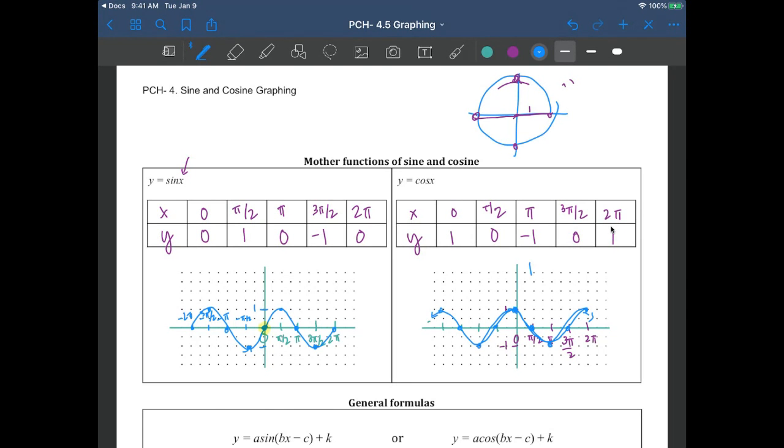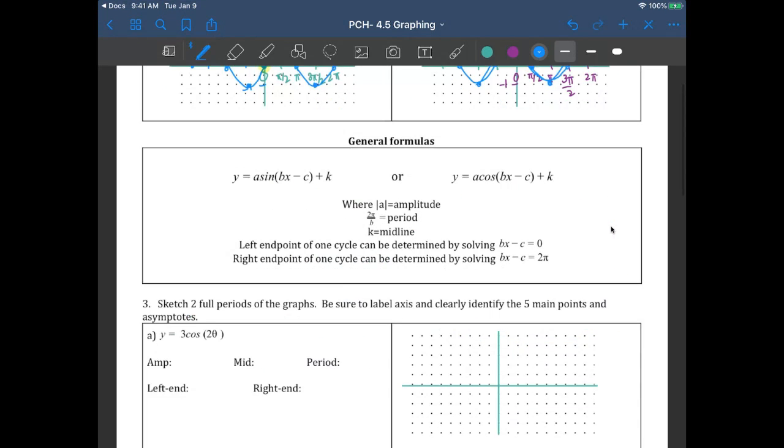So the domain of cosine is x equals all real numbers, and the range is y between -1 and 1. Same with sine. The domain is x equals all real numbers, and the range is y between -1 and 1, with the 1 and -1 being included.